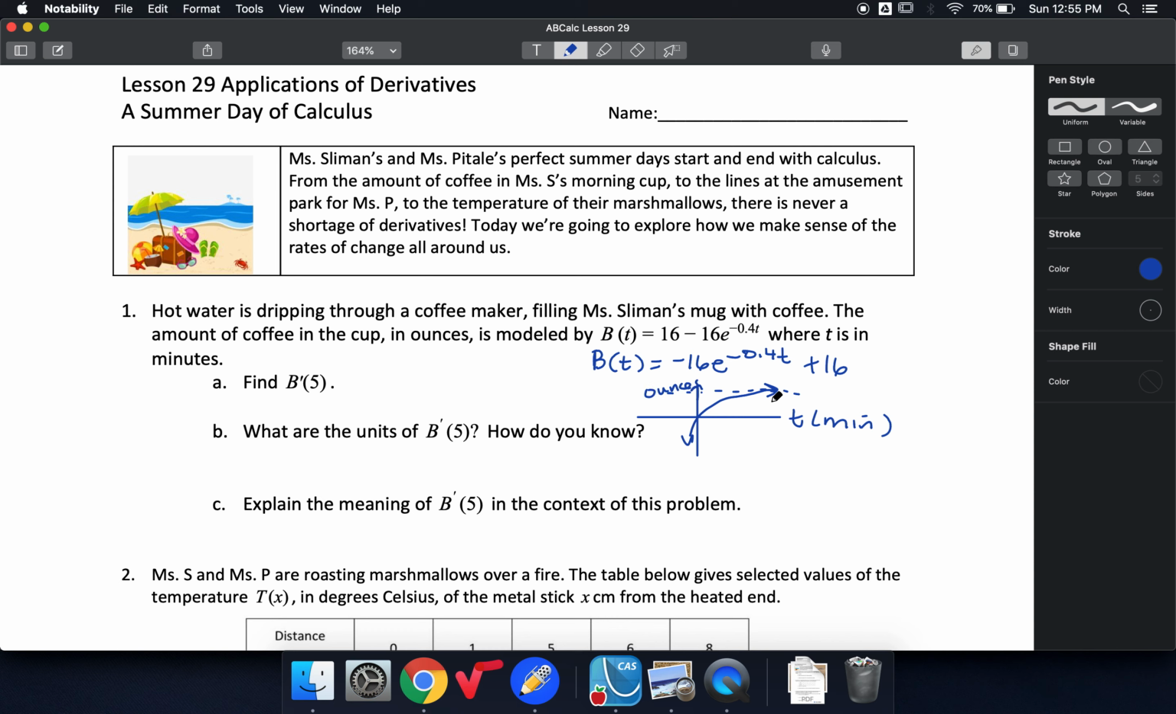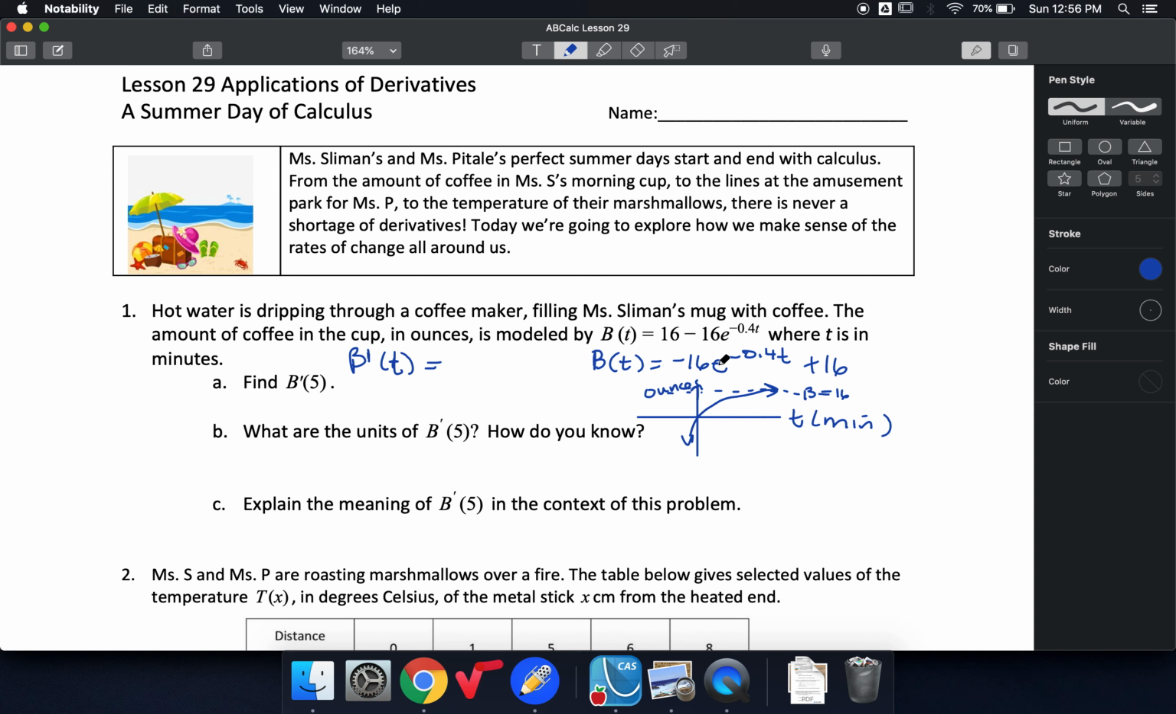And if I think about t going towards infinity, well, e to the negative infinity is going to approach 0. 0 plus 16 is going to approach the line 16. So this is going to be b equals 16 as my horizontal asymptote. But what we're first asked to find is b prime of 5. So I'm going to start by finding the first derivative with respect to t.